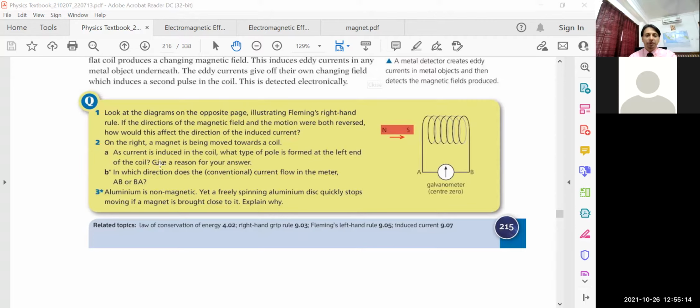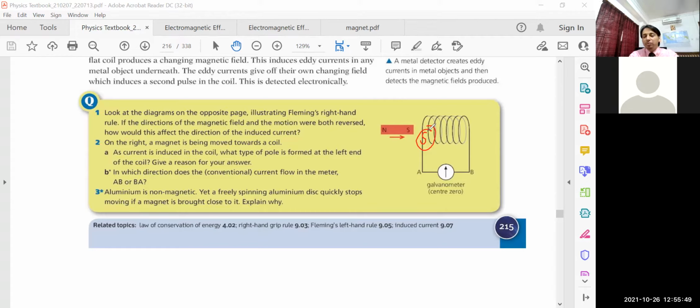I received an answer from Yash. He said south pole will be there. Definitely the south pole will be there. Opposition in the current will be in such a way, yes, Abhishek, good, that it can oppose the motion of the magnet. To oppose the motion of the magnet, definitely south pole should be here, so that the repulsion will be there. And one more answer I see: as it would repel the magnet as the magnet is moving towards the pole.